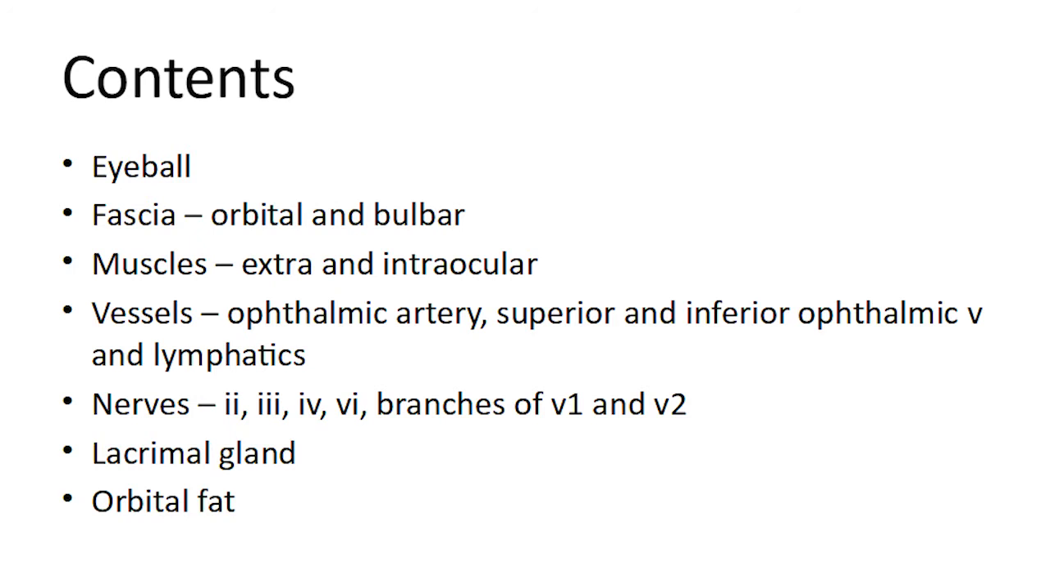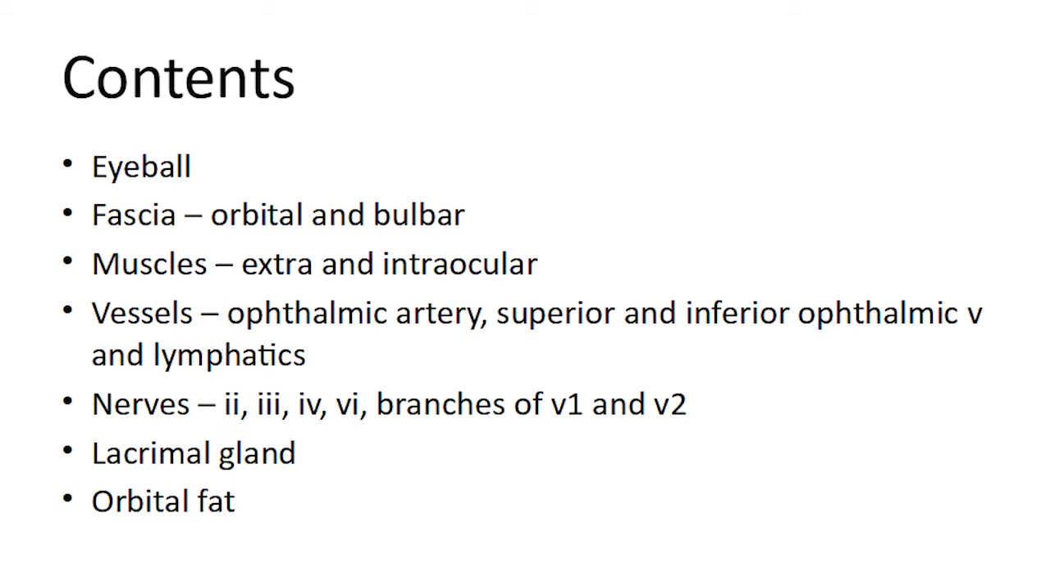The contents of the orbit include the most important one, that is the eyeball, the fascia, both orbital and bulbar, the muscles, both extraocular and intraocular, vessels, which includes ophthalmic artery, superior and inferior ophthalmic vein, and lymphatics, the nerves, which include the second cranial nerve, that is the optic, the third oculomotor, the fourth trochlear, the sixth abducent, and the branches of first and second division of trigeminal nerve. Apart from this, it includes the lacrimal gland, of course. All these delicate structures are well protected in the cushioning of orbital fat.